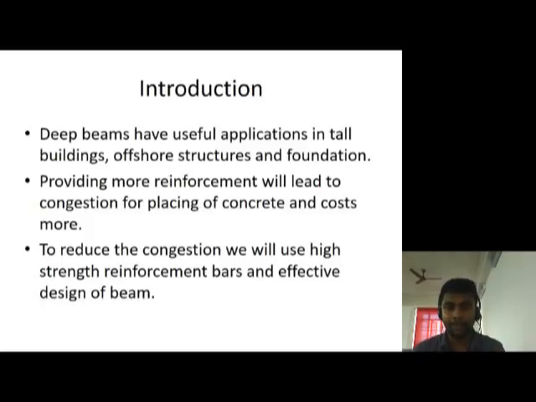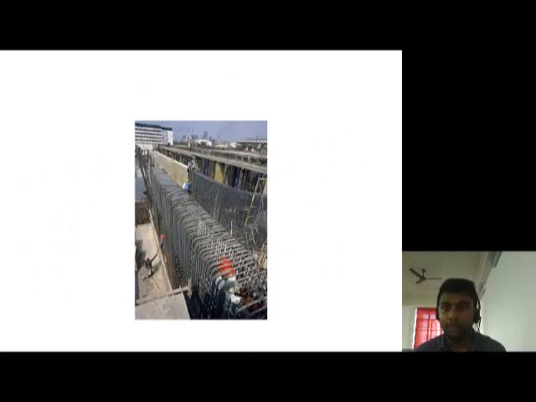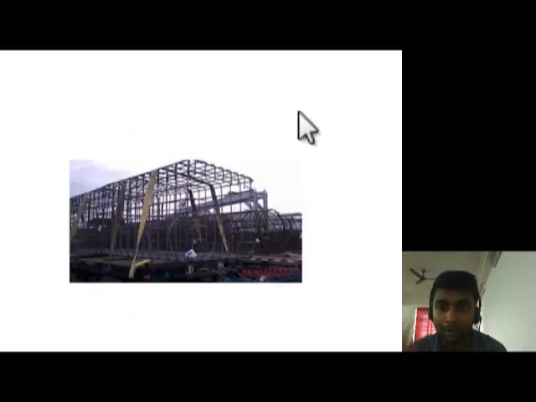And I will be showing a figure about a deep beam. This is a deep beam which was laid in our Chennai city, and I'll be showing one more. And this is also a deep beam.